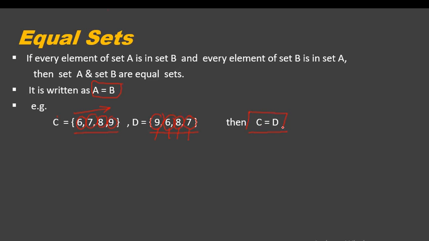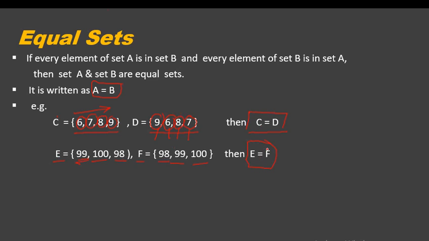Now let's take another example. We have two sets, set E and set F. In set F there are 3 elements, 98, 99 and 100. So we will check whether these same elements are also in set E. So we have 98, then 99 and then 100. So the elements are the same. So we say set E and set F are equal.